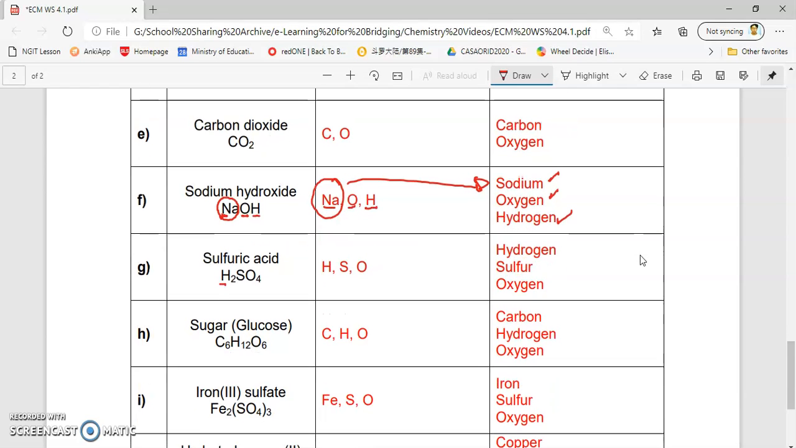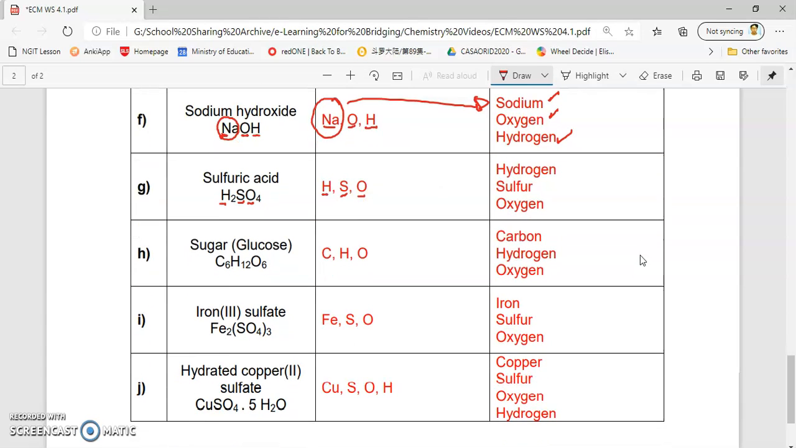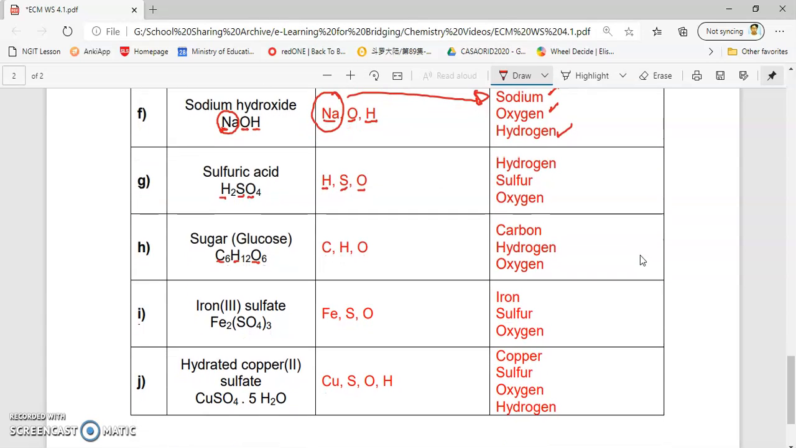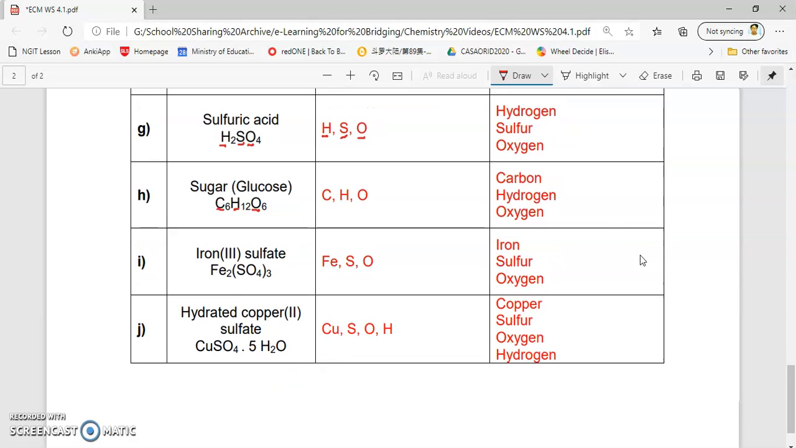Next one, sulfuric acid, H2SO4. So three main capital letters, H, S, and O. So hydrogen, sulfur, and oxygen. Glucose is C, H, and O. So three elements, carbon, hydrogen, oxygen again. Now, iron 3 sulfate. Sulfate is a little weird name, but we can just look at the chemical symbol to determine. We have one capital letter, two, three. So we have three different elements. S and O on their own, the e belongs to the F over here. So Fe actually represents iron, S for sulfur, O for oxygen.